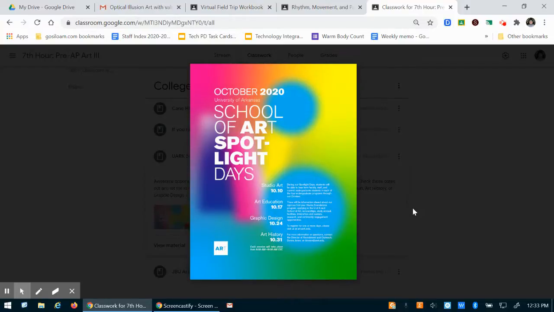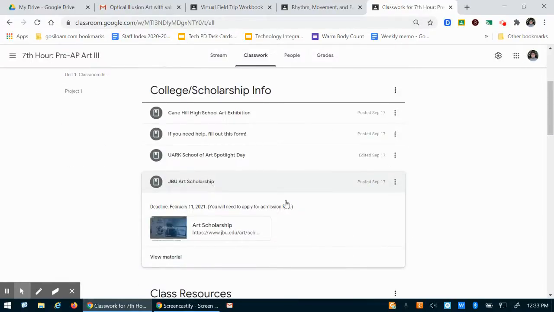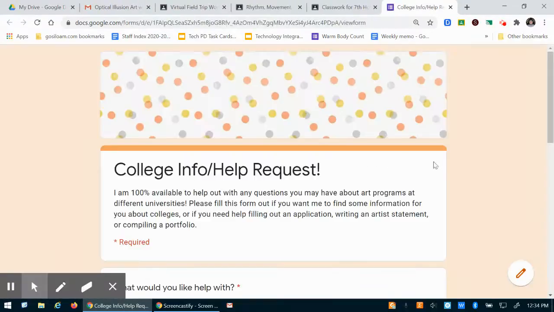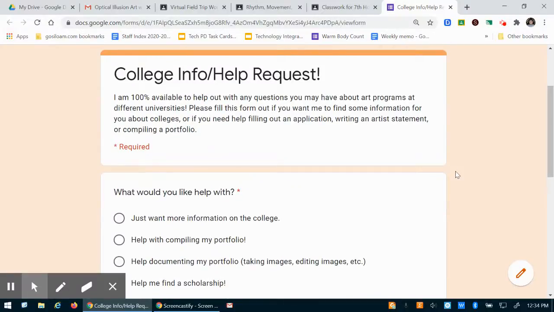I think it's a really cool opportunity. I also put this JBU Art Scholarship up. If you all are interested in other schools, please let me know. I put this form up for if any of you need help with things, because I know applying for art school can be weird. The admission stuff kind of makes sense, and there's quite a bit of help with that, but oftentimes when you're applying to art school, you have to compile a portfolio. You have to have good documentation of your portfolio.